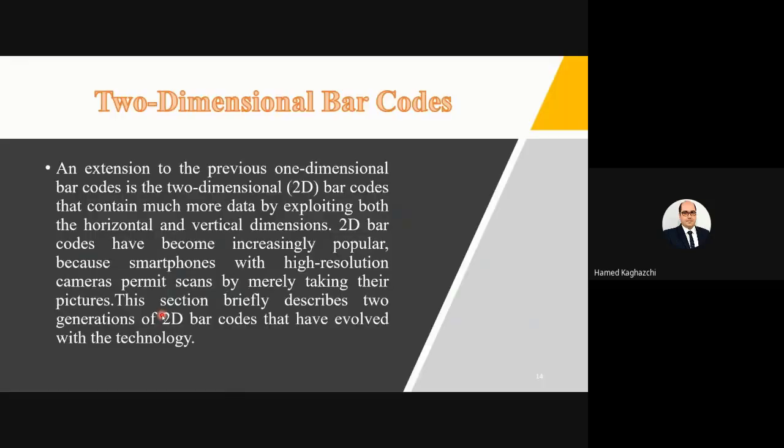Okay, another type of barcodes are two-dimensional barcodes. Using two-dimensional barcodes, we can store more data by using both horizontal and vertical dimensions. In the two-dimensional barcodes, because we have the horizontal and vertical direction, it means that we can store more data than normal UPC barcodes inside of a barcode.